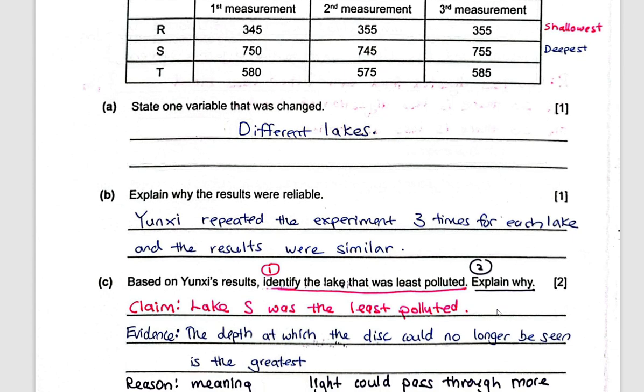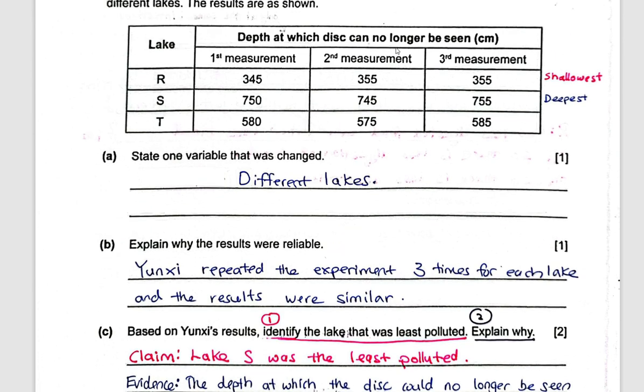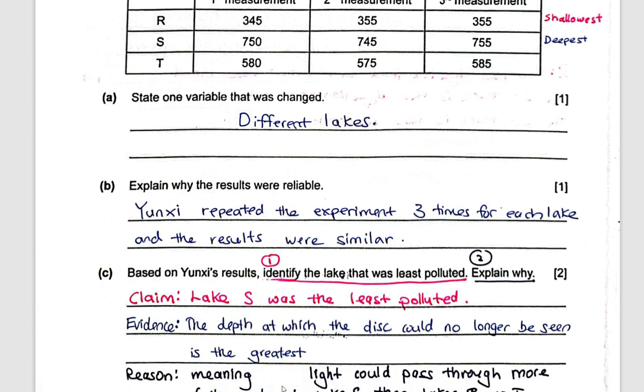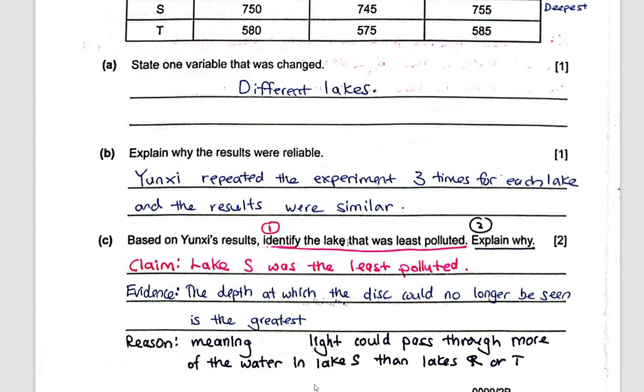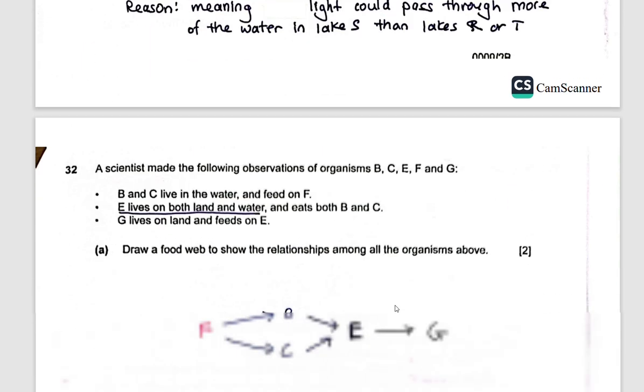Go to your evidence, C, E, and R. Evidence is go to the table. The depth at which the disk could no longer be seen is the greatest. This is the greatest depth. So how do you explain that? Meaning light could pass through more of the water in Lake S than in Lakes R or T. Or you can say most light can pass through the water in Lake S than in Lakes R or T.